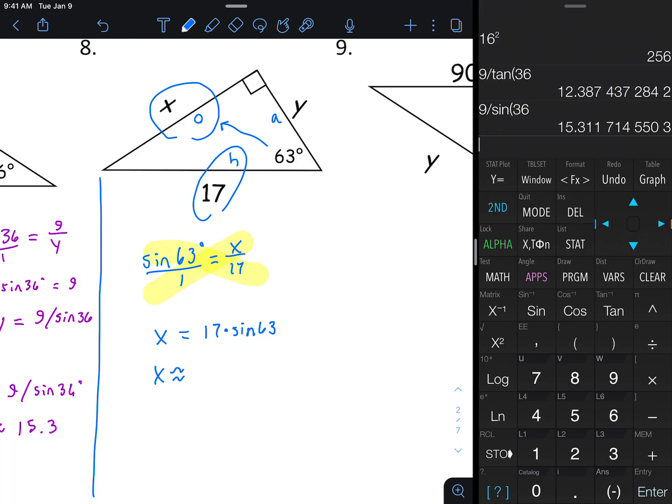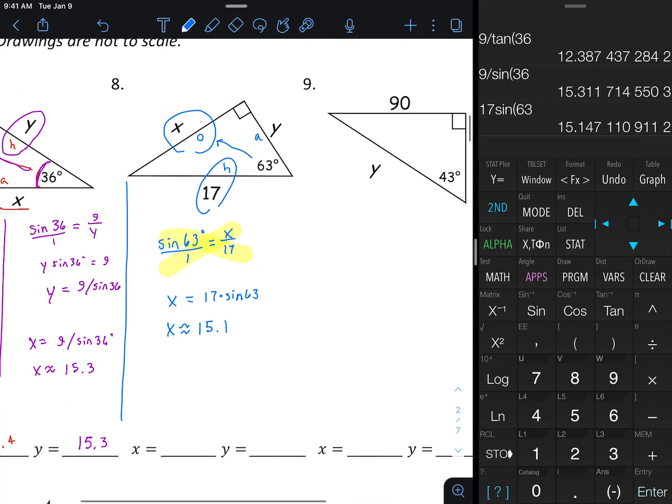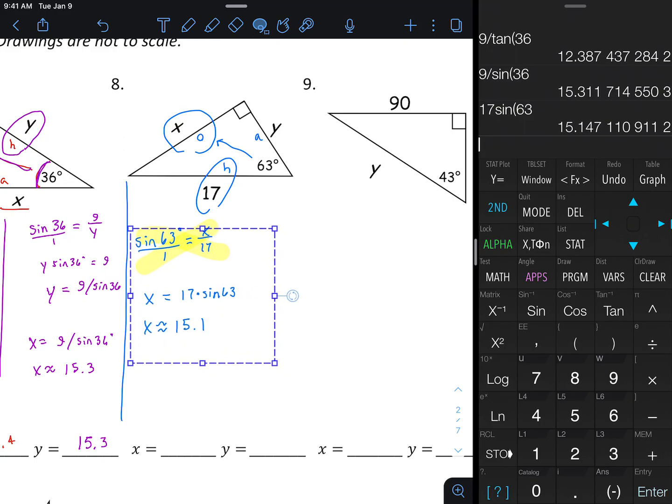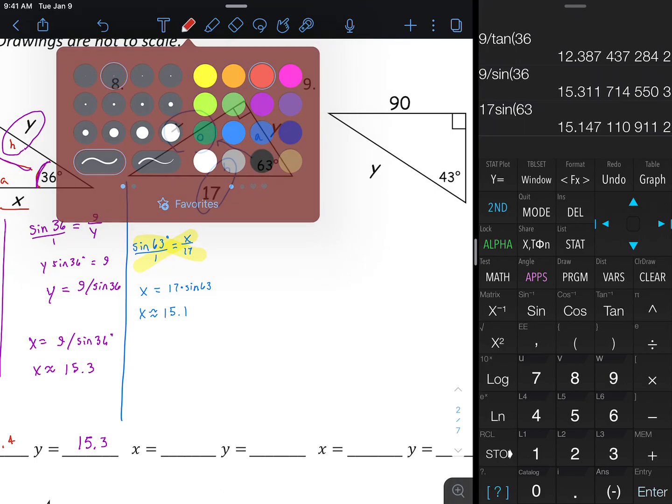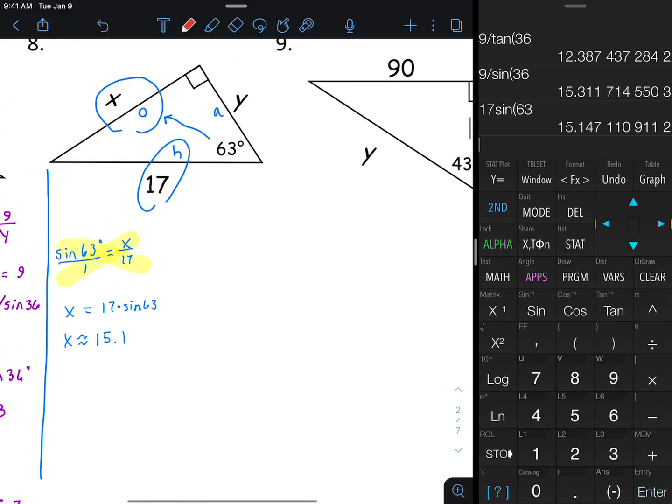Let's see what that's going to come out to. 17, you don't even need to hit times. You can just hit sine right afterwards, 63. As long as we type it in correctly, we get 15.1. That looks pretty good. It's definitely smaller than the hypotenuse that we started out with, so that's good. All right, let's now go and get y.